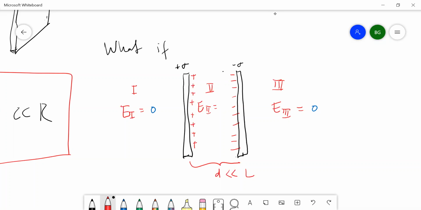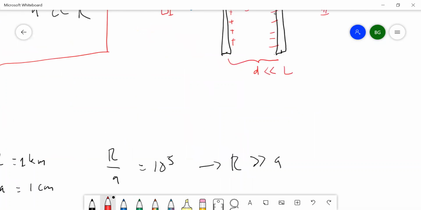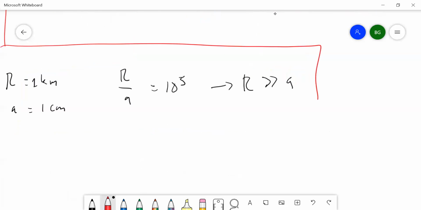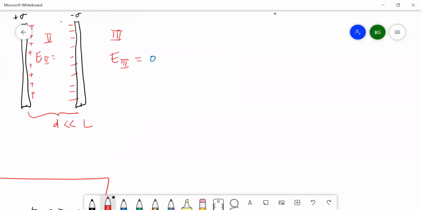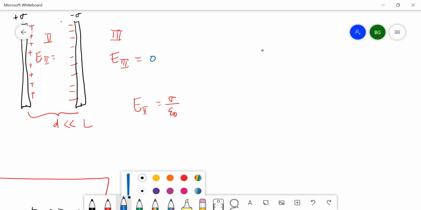So E2 here is equal to sigma over epsilon 0. There is no factor of 1/2. Is there any question about this? Sir, why isn't there a half on E2? There is no half. Okay, use Gauss law.